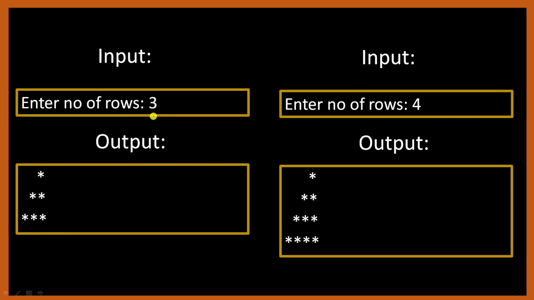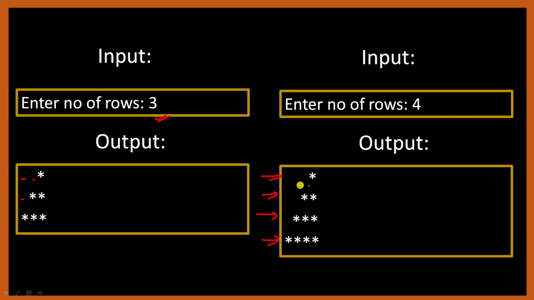So if the number of rows is 3, then you should get this pattern on your monitor screen. In the first row 1 star, second row 2 stars, in the third row 3 stars. But here there are some spaces also. If, let's say, the number of rows is 4, then again the same pattern should be printed, but there should be 4 rows. This is row number 1, row number 2, row number 3, and row number 4.